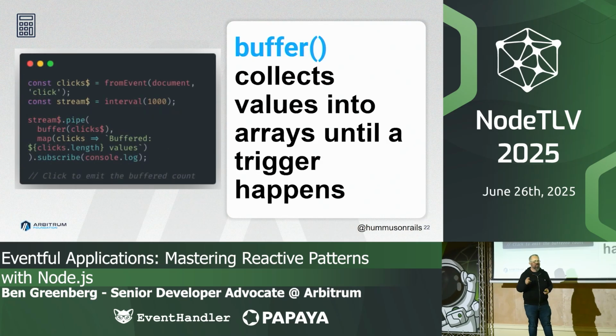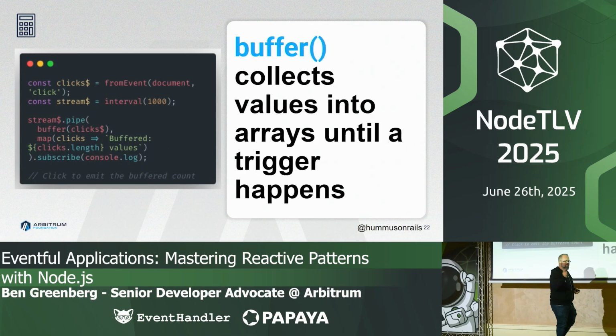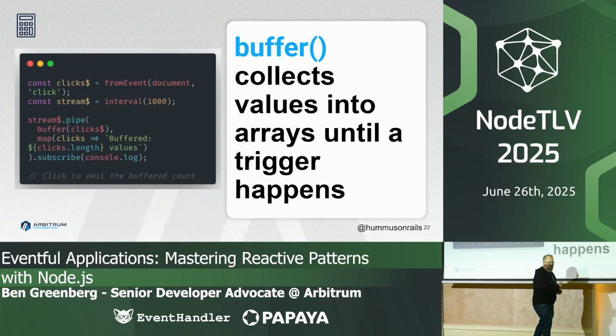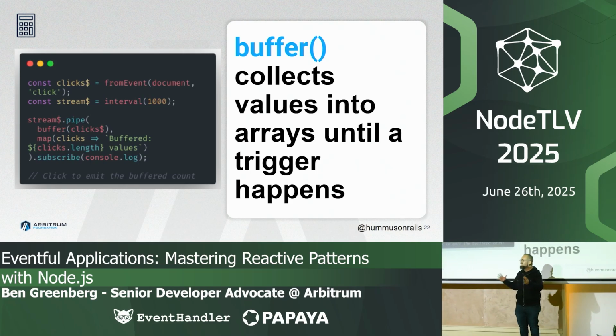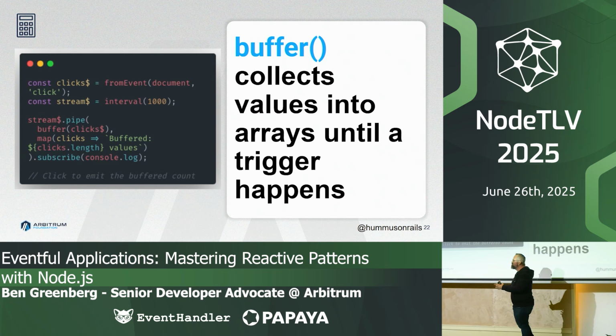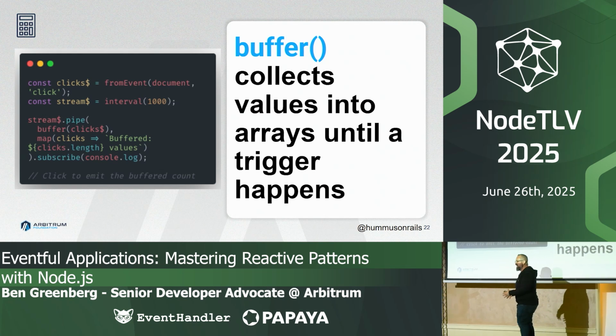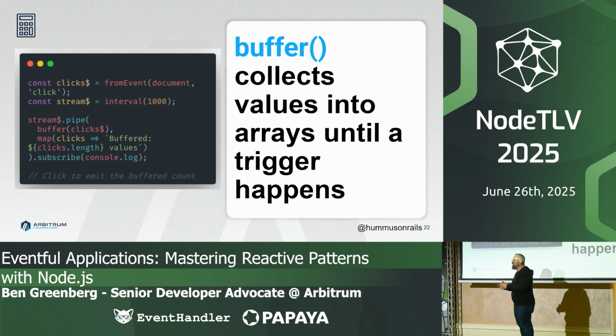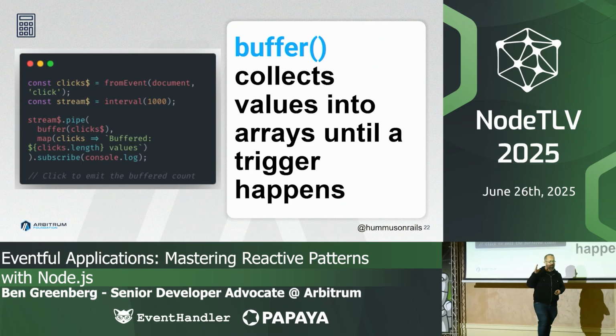And lastly, but certainly not least, we have buffer. Buffer lets us collect the values into arrays and then act on them when a trigger occurs. Any kind of trigger that you signify in your code base. You can set it aside, keep the data there to act upon it when that trigger happens.